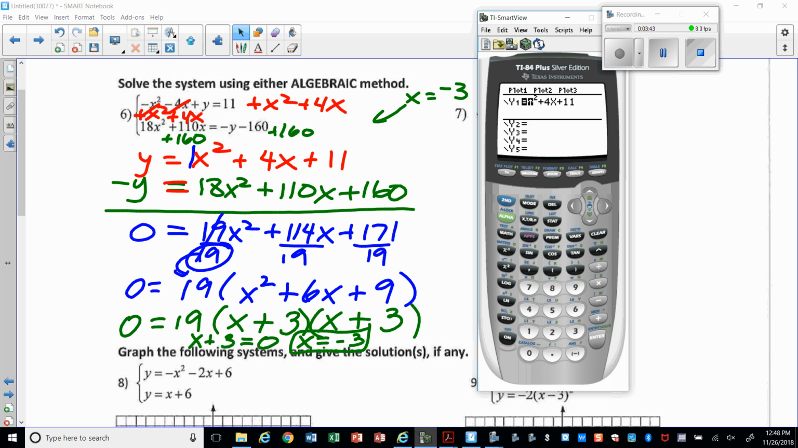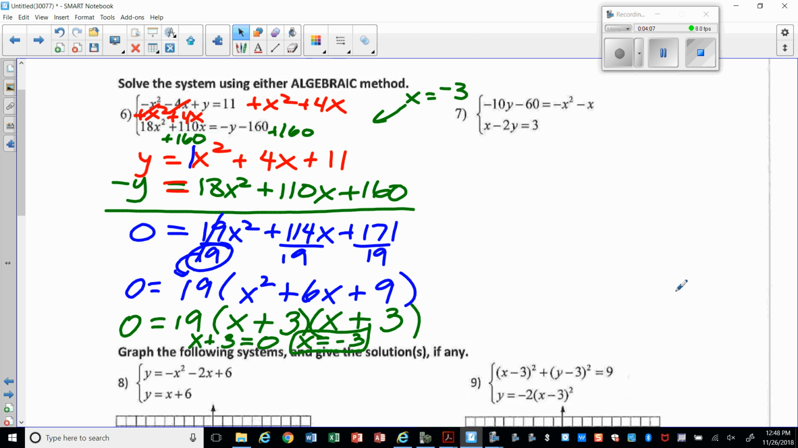I'm going to go y equals, and I'll plug in x squared plus 4x plus 11. All right, and if I go to my table, got big numbers there. I'm going to look for the value where x equals negative 3. If x is negative 3, y is 8. Okay, or you might just substitute that in. So that is my solution. X equals negative 3, and y equals 8.